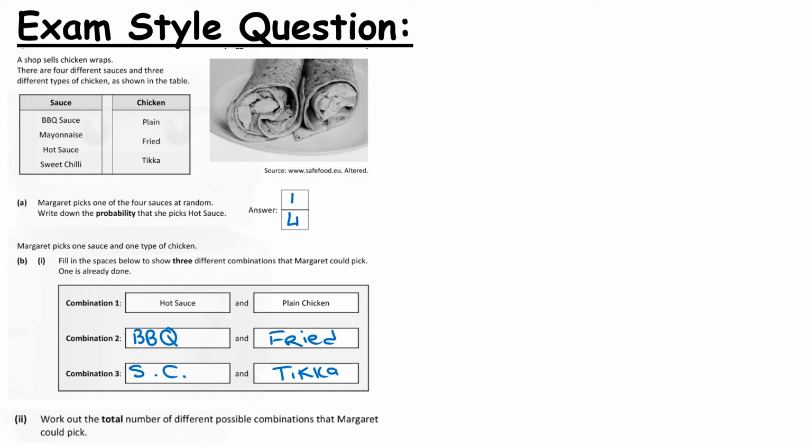So how many different possible combinations are there that Margaret could pick? This is a fundamental principle of counting question. There are 4 outcomes for sauces, 3 outcomes for chicken, and the fundamental principle of counting tells us that to get the total number of outcomes, we multiply. So this gives us 12 different combinations.